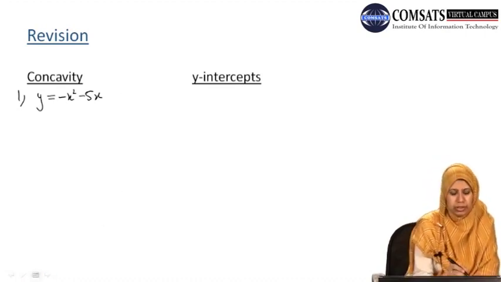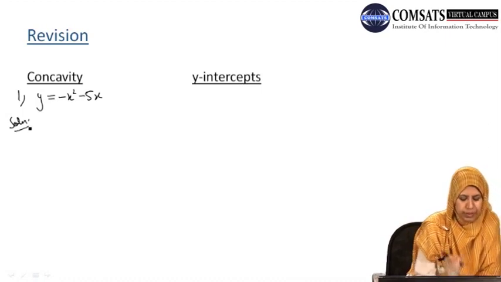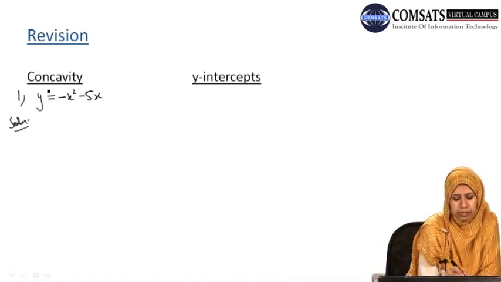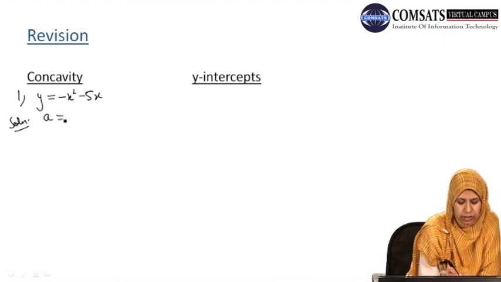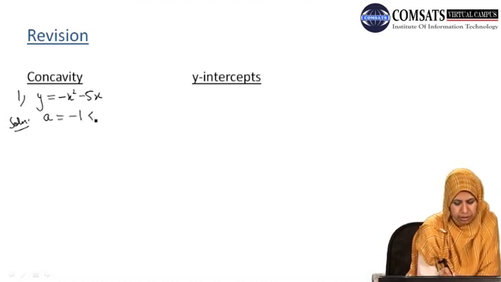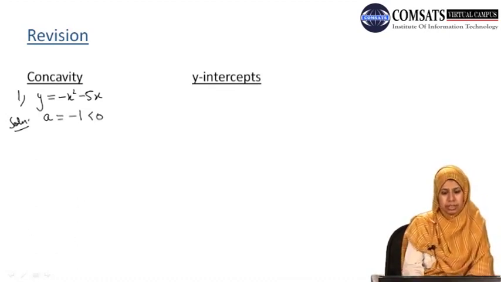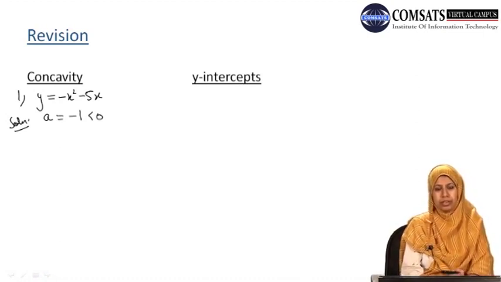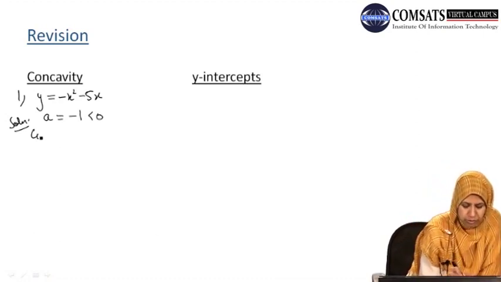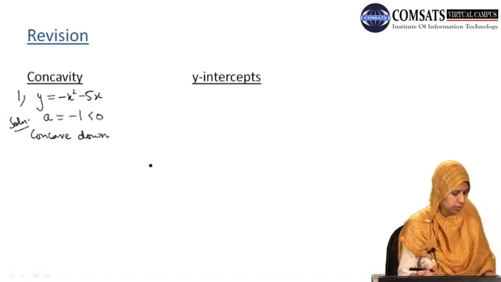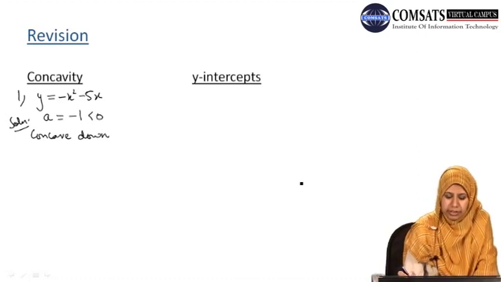Indeed, the given function is a quadratic function, and for the concavity we are only interested in the coefficient of x square, which is a, equal to -1 here. Now if you remember from our last lecture, if the coefficient of x square is negative, the graph of the given function is concave down. So we have concave down in this case.